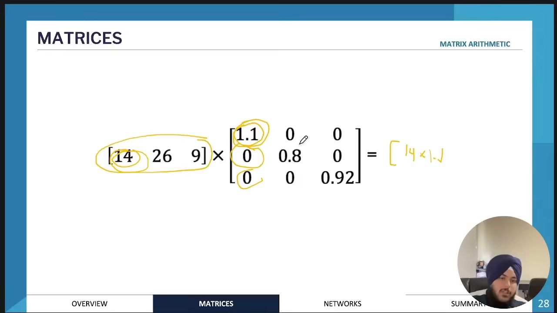And if we do the matrix multiplication step, it would be row 1 times column 2. So only 26 will get multiplied by 0.8. Because 14 times 0 plus 26 times 0.8 plus 9 times 0. And in that way, only 26 is getting multiplied by 0.8.